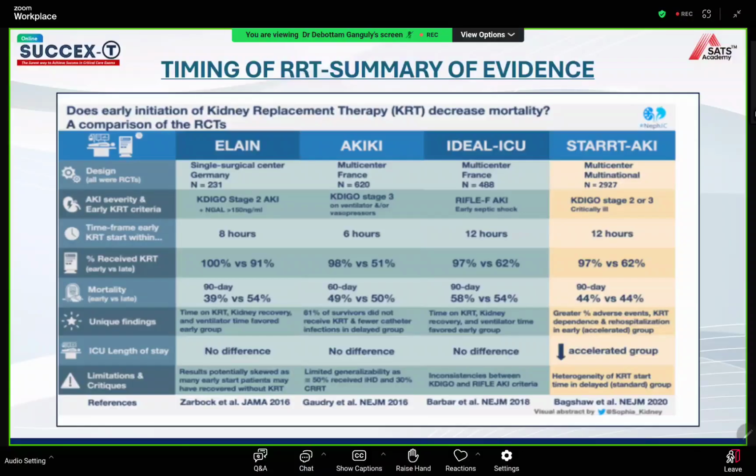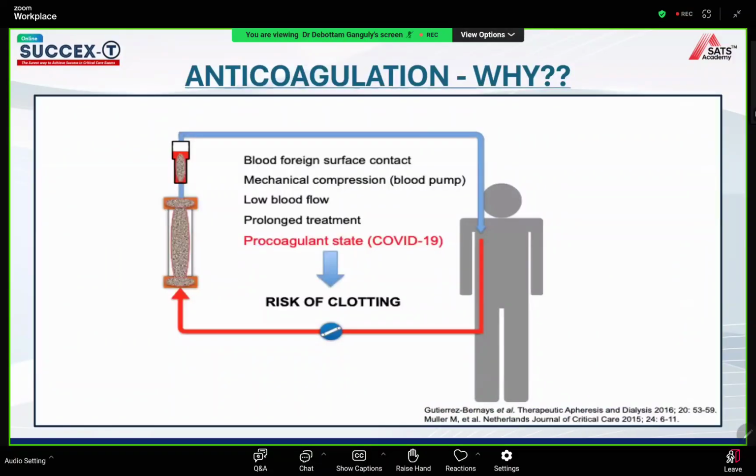We can say there is a definite indication when there is hyperkalemia, severe metabolic acidosis, volume overload, toxins, or uremic syndrome. These are the definite indications for starting RRT, that we know, but whether early is beneficial or later is beneficial, that is yet a topic of controversy.